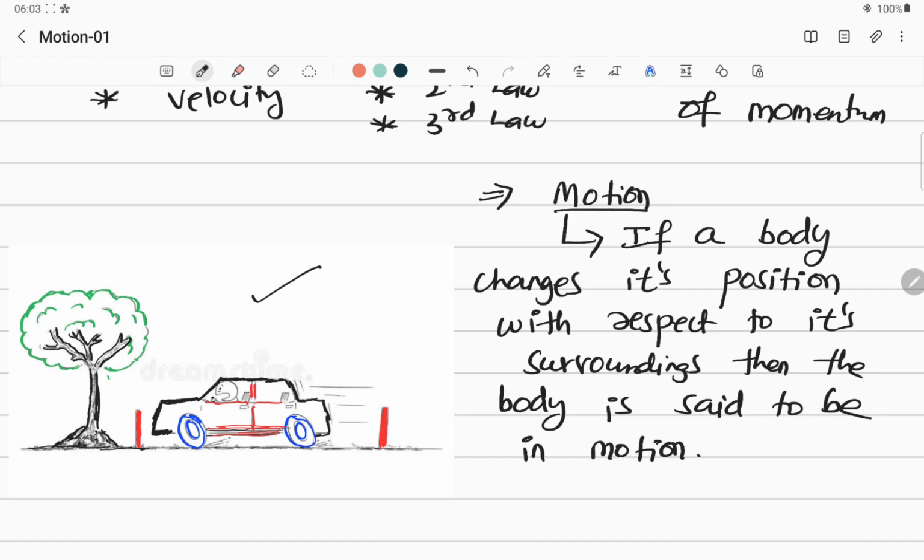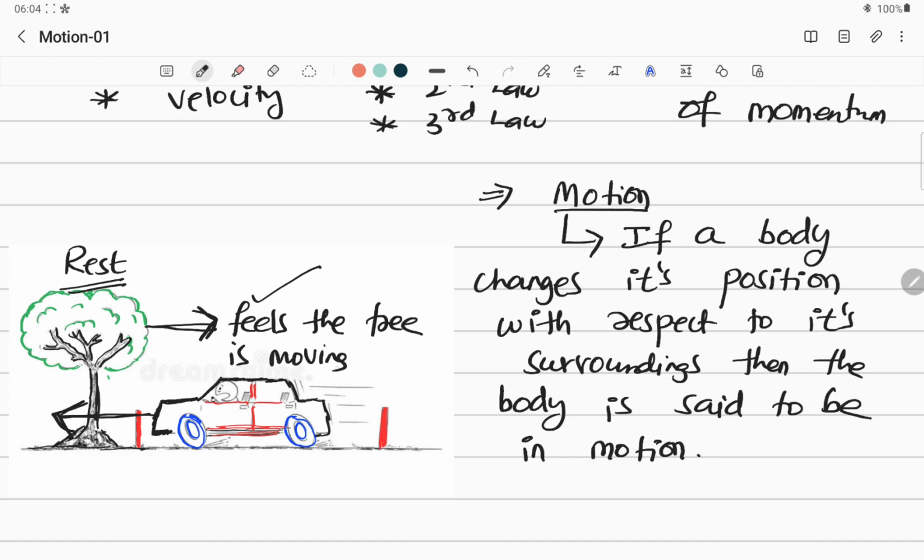All right, please observe this definition. What does it say? If a body changes its position with respect to its surroundings, then the body is said to be in motion. Now have a look at this diagram. This person is going forward in the car he is driving. He feels like this tree is going backward, right? But it is not going. This tree is at rest only, but he feels, sitting inside the car, that the tree is moving backward.